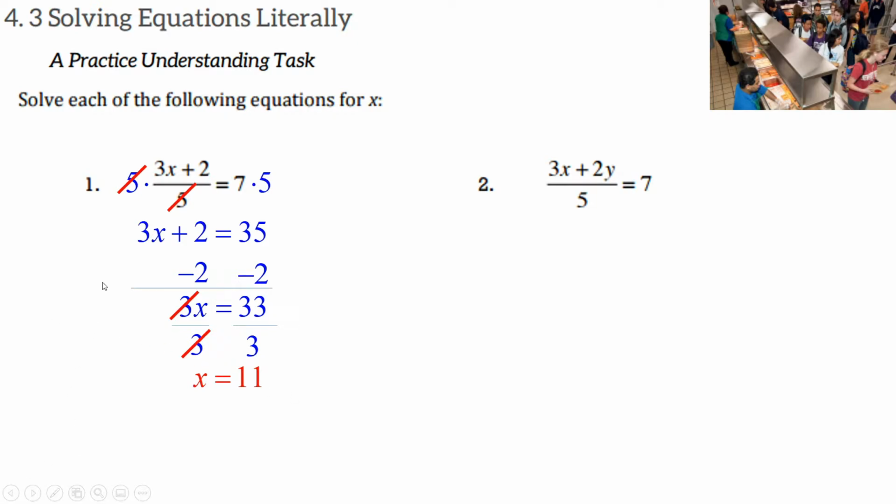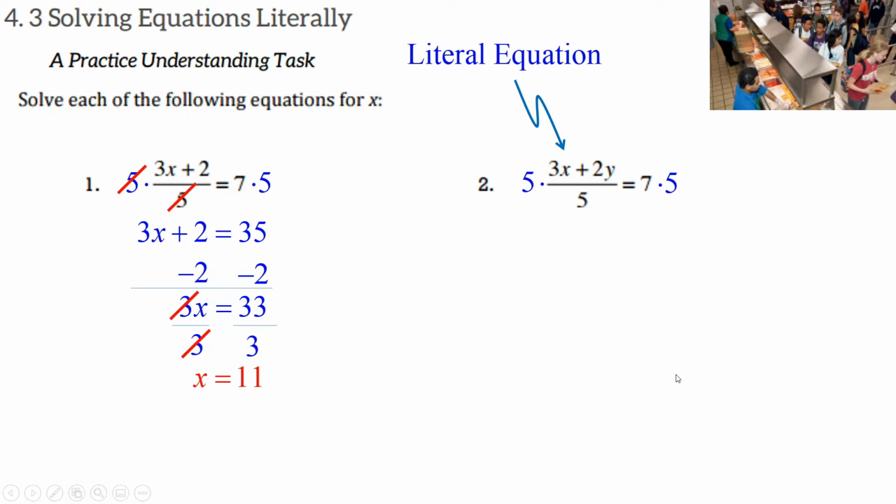Now, did you notice the title, Solving Equations Literally? Guess what? There's more than one variable in this equation for number 2. That's called a literal equation. But we're still being asked to solve for x. So we're going to do the same process. We're going to isolate the x. Okay, so our first step will be the same. We're going to undo division by 5.